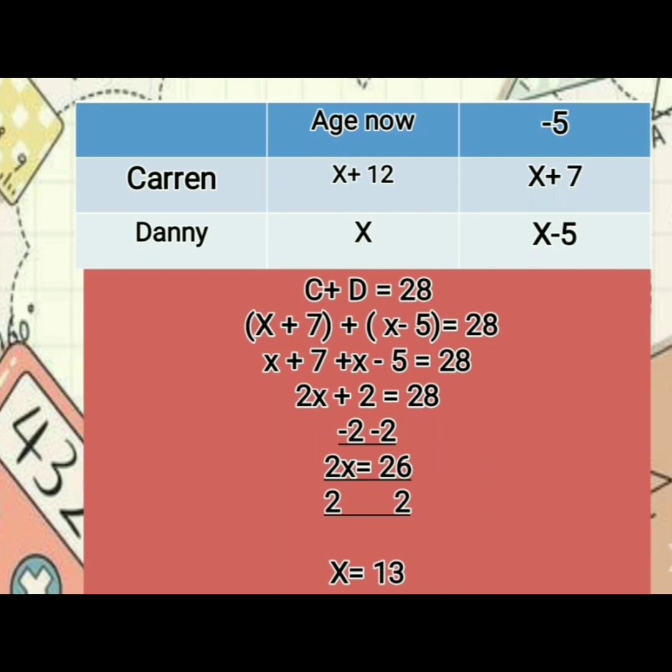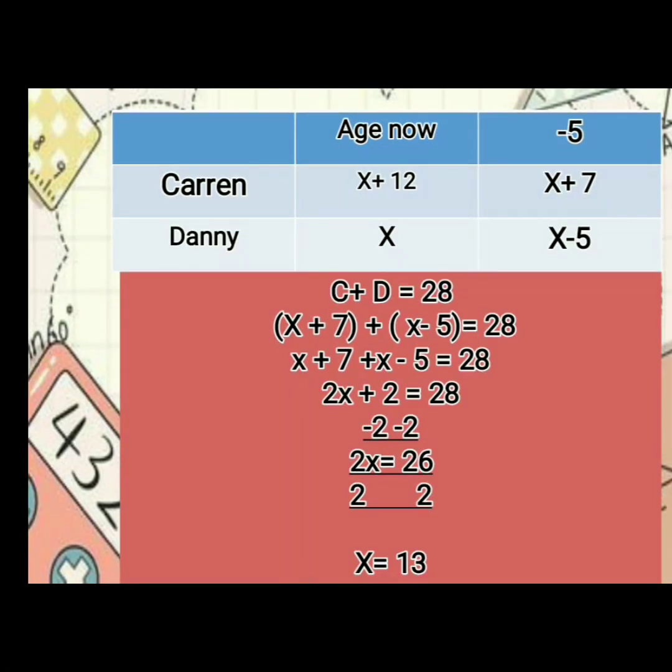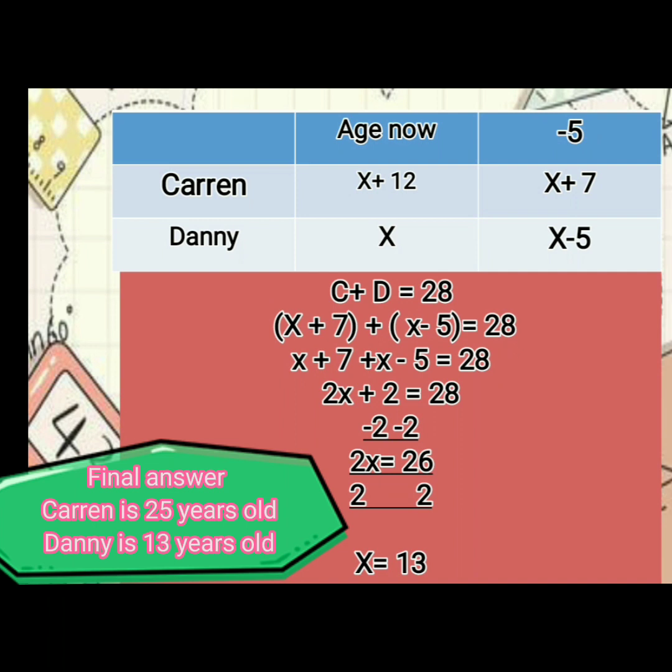So now replace X with 13 to answer the question. For Karen, 13 plus 12 equals 25. And Danny is 13, since he was our X.